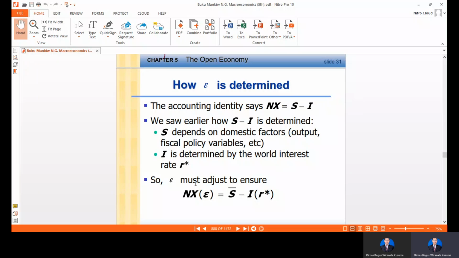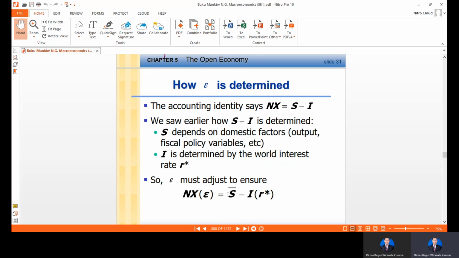I repeat again. For example, in the case of the relationship between net export and investment: if the world interest rate increases, it will decrease the investment, isn't it? Because the investment decreases, it will increase the net export. The increase of net export means that the real exchange rate basically is lower.